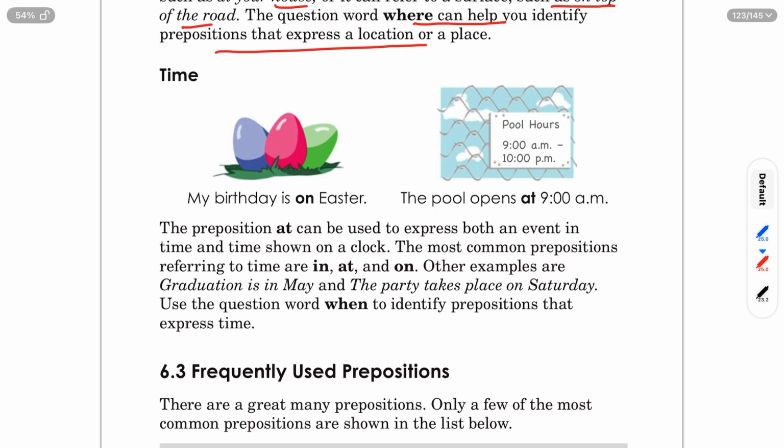The next one is the preposition of time. My birthday is on Easter. The pool opens at 9 am. The preposition at can be used to express both an event in time and time shown on a clock. The most common prepositions referring to time are in, at, on. Other examples: graduation is in May. The party takes place on Saturday. Use the word when to identify prepositions that express time.